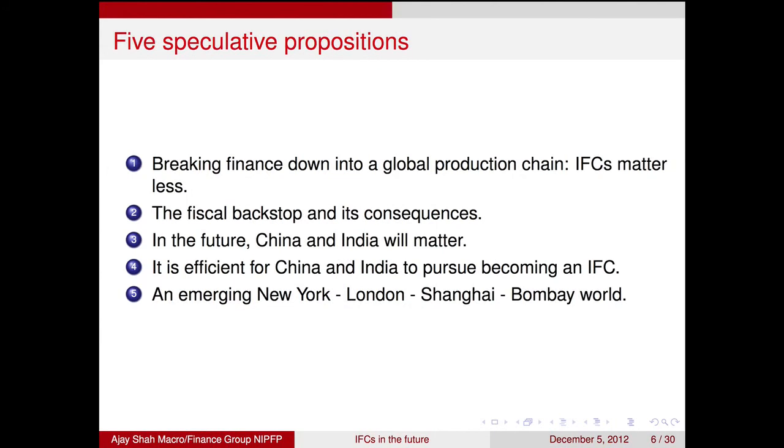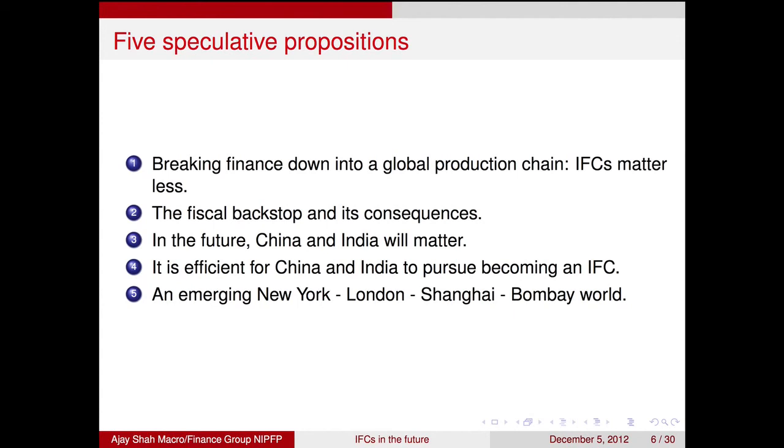For the rest of this talk, I'm going to make five speculative propositions, and I'm being very clear in saying this is speculation. These are not widely agreed upon, and these are my views, and they may well be completely wrong. My first claim is that the whole concept of an international financial center matters less in the years to come because of the way we are able to break down the overall production of finance into a global production chain. My second claim is that hiding behind every great financial system is a fiscal backstop. We need to understand it, we need to recognize it, and this has consequences for international financial centers.